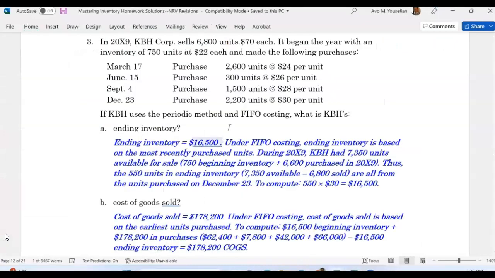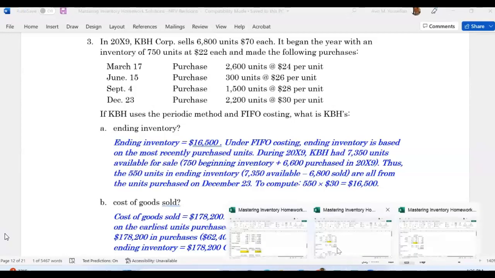And it says ending inventory is 550. Let me look at it. Ending inventory. Sells 6,800 units. You see, it sells 6,800. It doesn't specifically tell me what's the ending inventory units. In real life, you know what ending inventory is because you do a physical count. Okay, got it? You know what the ending inventory is.